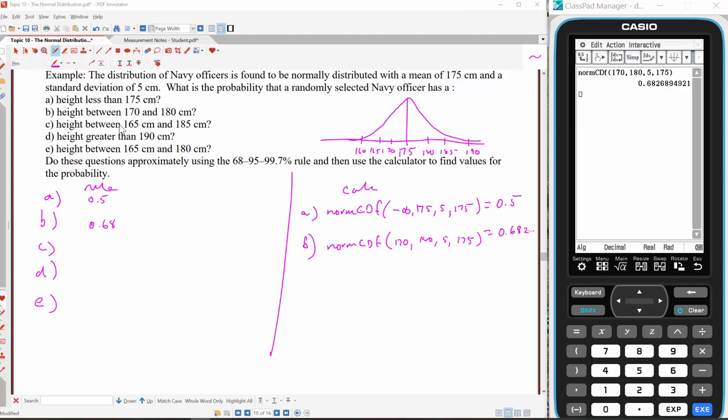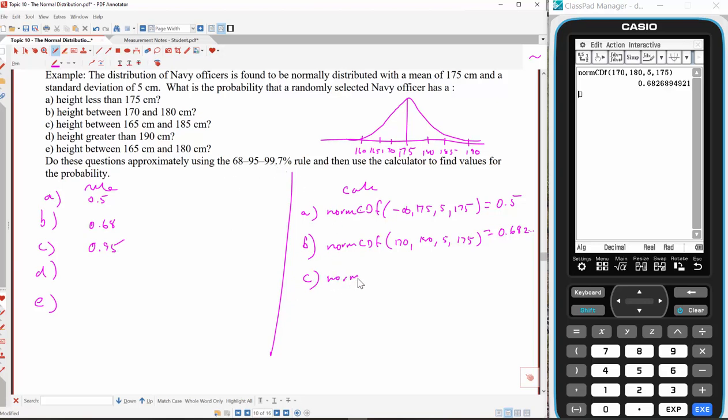All right, so we've got a height between 165 and 185. That's two standard deviations either side of the mean, so that's going to be 0.95. But what if I asked in a SAC question for a 3 decimal place approximation? Well, the 68, 95, 99.7 rule is no good.